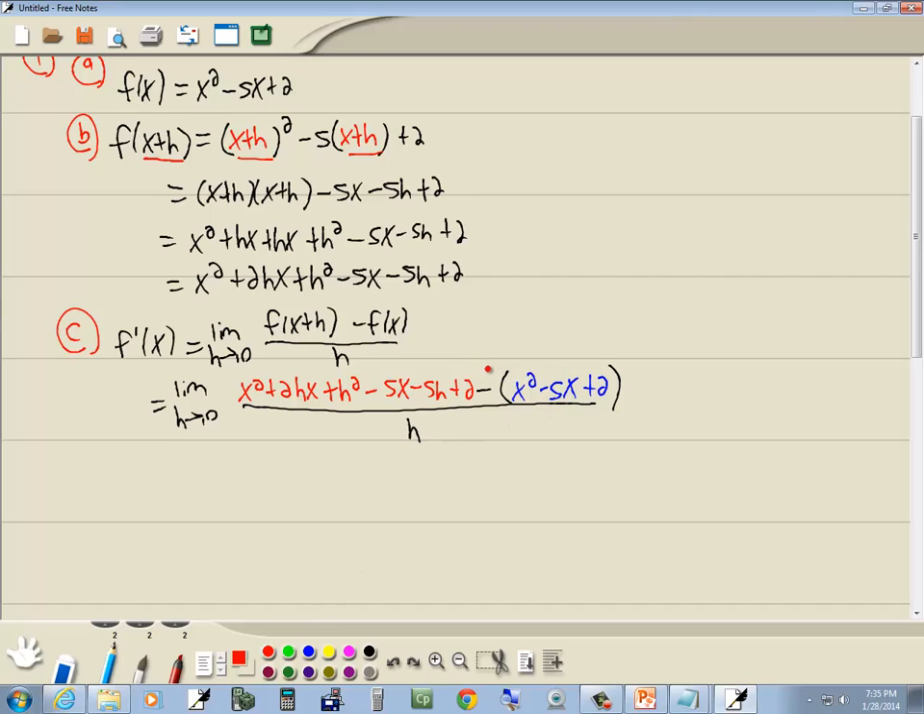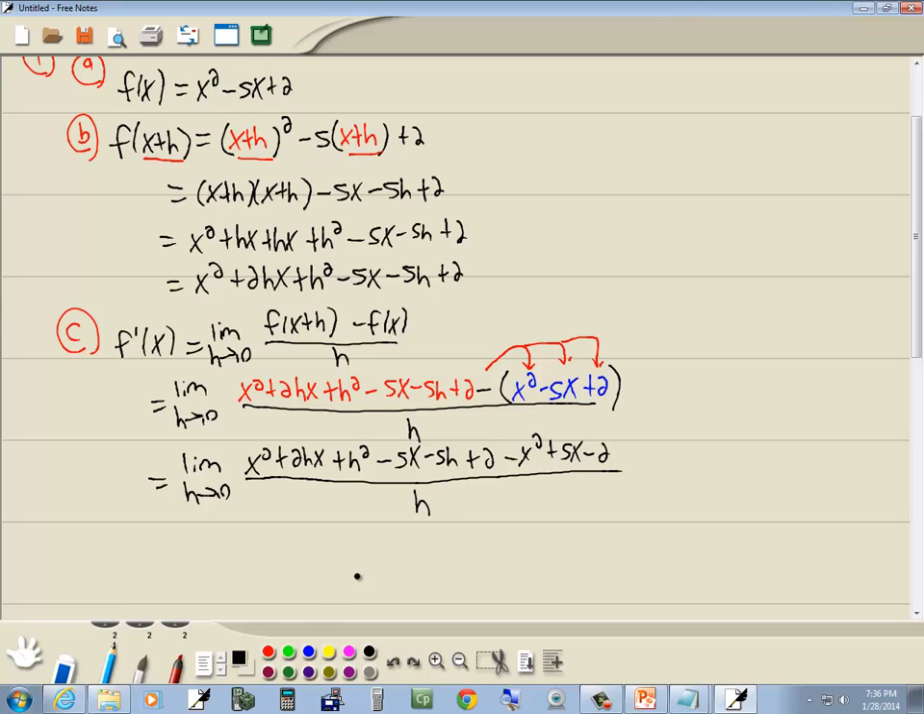Now a negative in front of parentheses flips the sign of everything inside. So this negative here is going to flip the sign of the x squared, of the negative 5x, and the 2. So this becomes the limit as h goes to 0 of x squared plus 2hx plus h squared minus 5x minus 5h plus 2 minus x squared plus 5x minus 2, all over h. Now we want to combine together like terms.